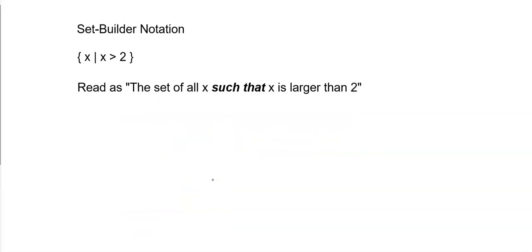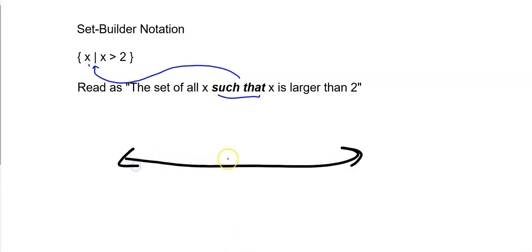Set builder notation looks really scary. It is read as x such that. So this "such that" is that symbol right there, that little bar. So x such that x is larger than 2, right? Now if you want to look at that on a number line, here's 2. So an open circle at 2, and then an arrow to the right would be what it looks like on a number line. That would be a graphical representation of that set right there.